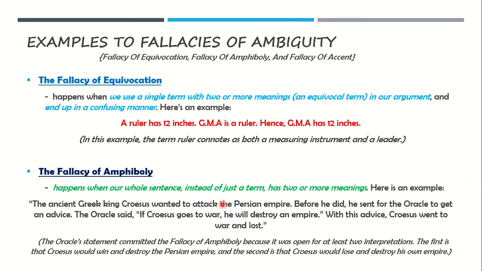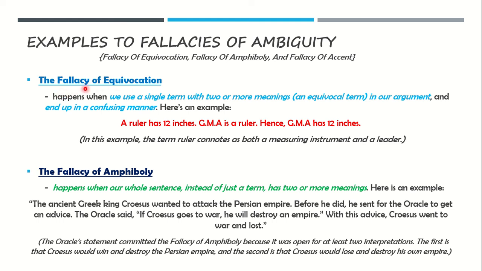Alright, now let's proceed to the last type of fallacies, which are the examples of fallacies of ambiguity. So we have here three kinds. The first one is the fallacy of equivocation. Second one is the fallacy of amphiboly. And the third one is the fallacy of accent. Now, we're going to discuss first the fallacy of equivocation.